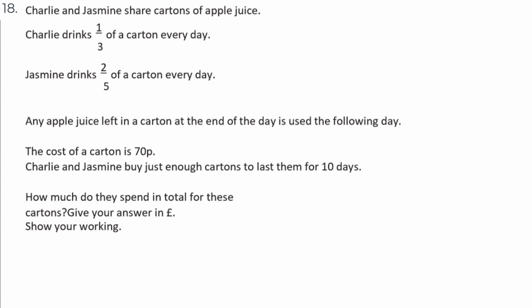Show your working. Okay. Well, I suppose what we need to do first is to work out how much they drink between them, because I've got 1/3 and 2/5 there, don't I? So if I find what that fraction is together, what's 1/3 plus 2/5? Need to find a common denominator, don't we? So what's the common denominator of 3 and 5? I think that's 15. 3 times 5 is 15. There's nothing smaller that 3 and 5 go into.